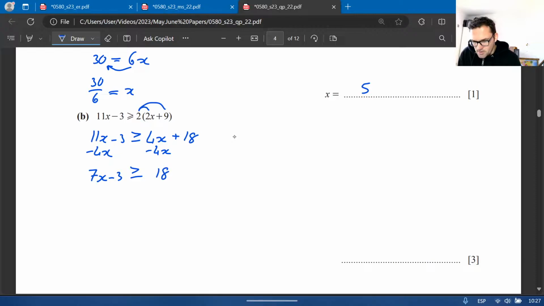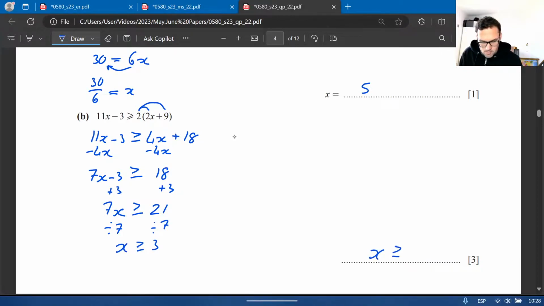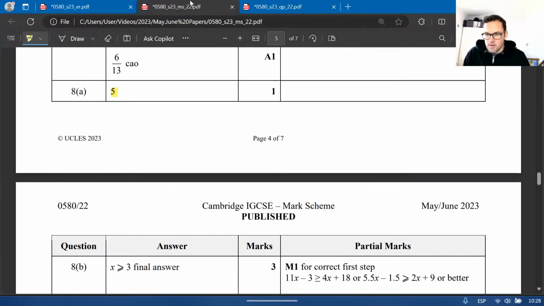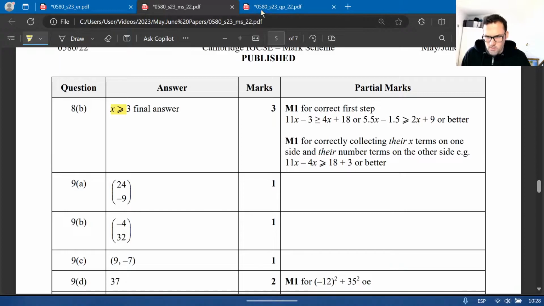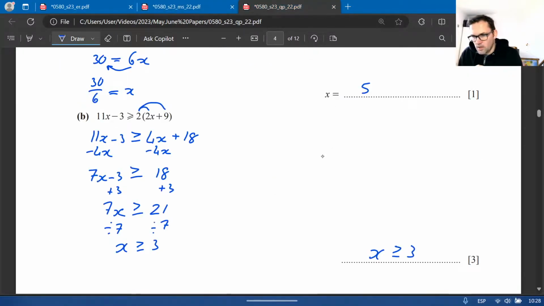Okay, next thing is get rid of that minus 3. So you add 3 on the right. So we got 7x. And 18 plus 3 is 21. And the last step would be to divide by 7. So x. And that's the correct answer. Make sure to write the correct sign. Final answer, 3 marks. Well, there it is. I guess you get a mark for every correct move you make, and then the answer.